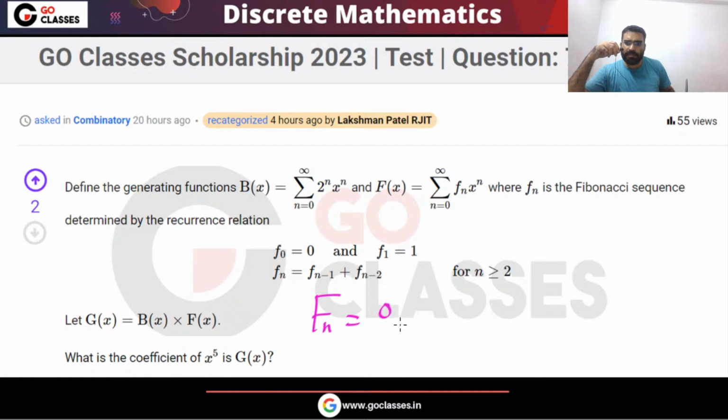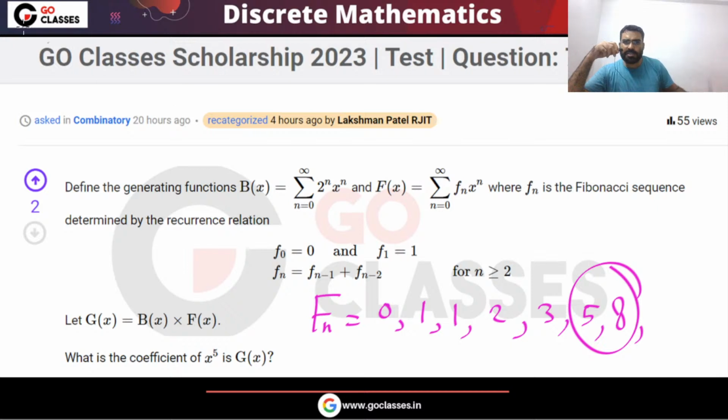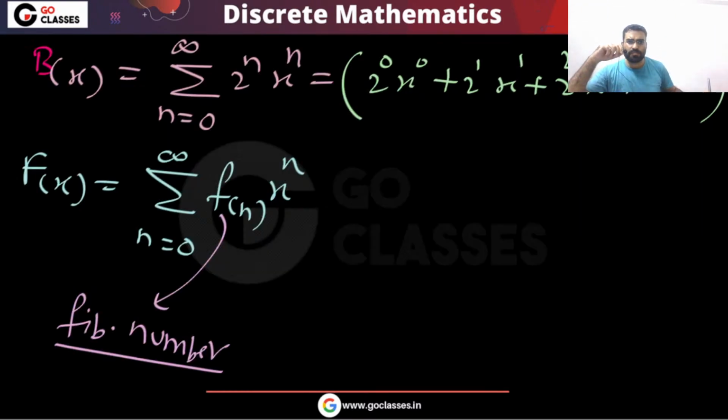This series will be: the first number is 0, f0 is 0, f1 is 1, then f2 will be the summation of these two. f2 will be f1 plus f0, so that will be 1. Next, f3 will be f2 plus f1, so that will be 2. Next number will be the summation of these two, that will be 3. Then 5, then 8, then 13, and so on. This is fn.